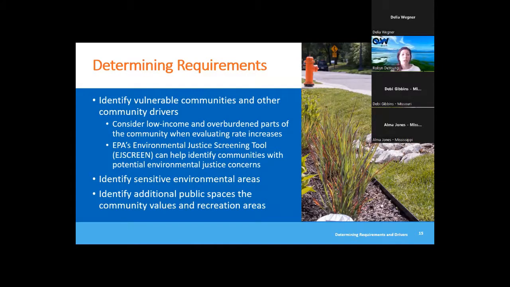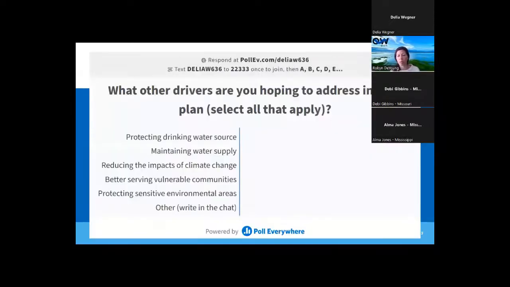Okay. And then also there might be some public spaces or community valued spaces, there are recreation areas that you're really interested in protecting and maybe putting in some stormwater management there as well. Next slide. And then Evan, how much time do we have left? I think.